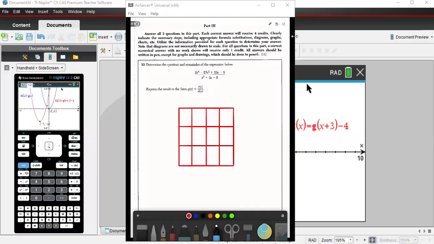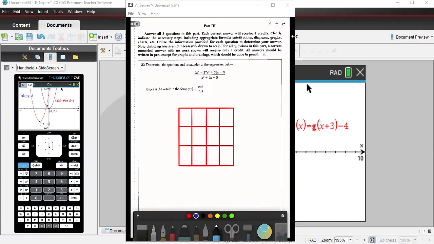So this one, they've given us an expression, a quotient. They want us to simplify it and put it into this form. If there's a remainder, which this is kind of implying that there will be, they want you to also put the remainder there. So let me show you how I would do this from start to finish.